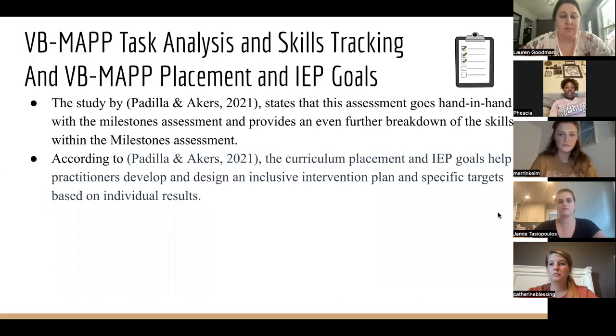VB-MAP Task Analysis and Skills Tracking, and VB-MAP Placement and IEP Goals. The study by Padilla and Akers 2021 states that this assessment goes hand in hand with the milestone assessment and provides an even further breakdown of the skills within the milestone assessment. According to Padilla and Akers 2021, the curriculum, placement, and IEP goals help practitioners develop and design an inclusive intervention plan and specific targets based on individual results.